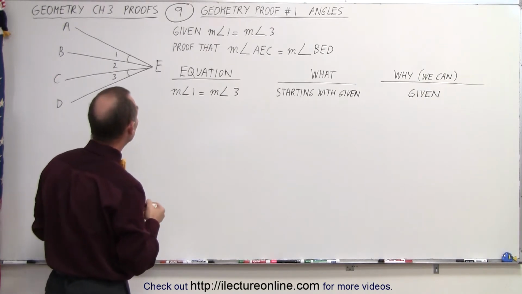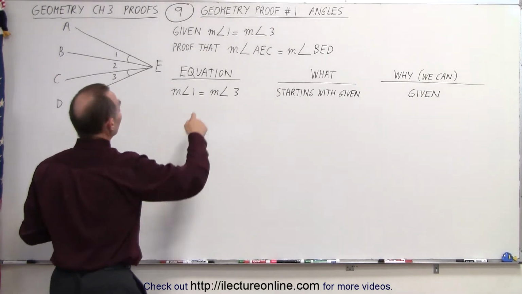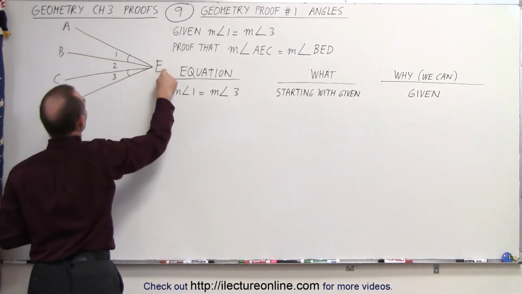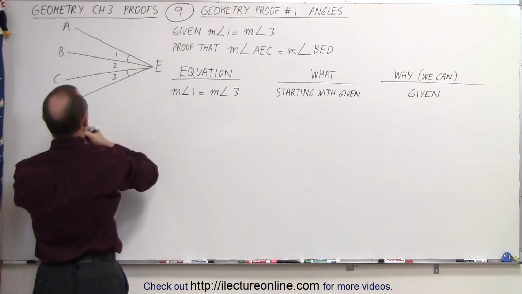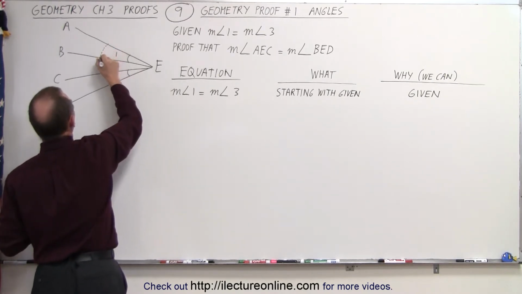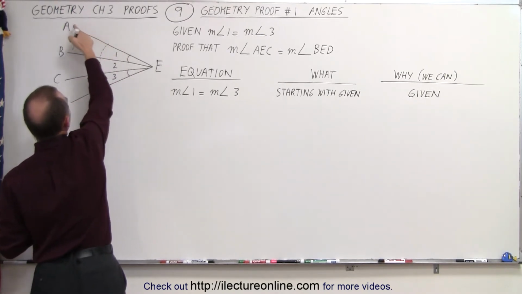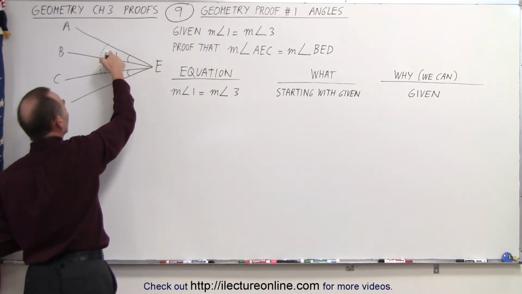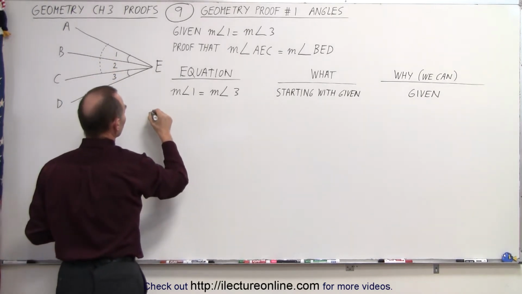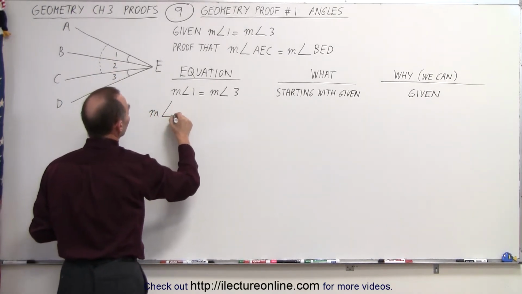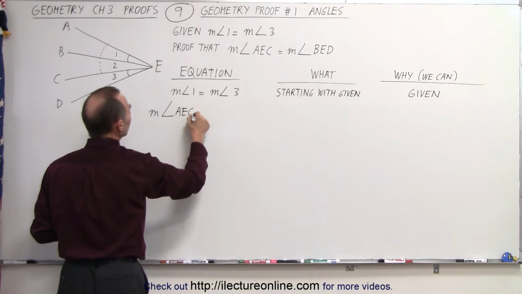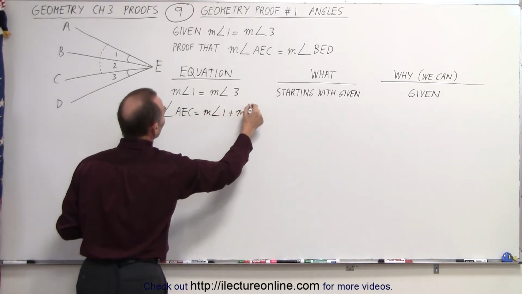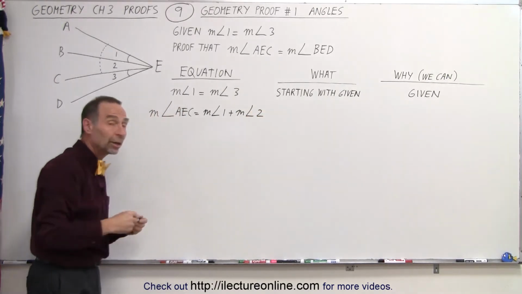Now, next what we're going to do is we're going to say that the measure of angle AEC, from here to here to here, this measure right here, that would be equal to the sum of the measure of angle 1 plus the measure of angle 2. So the measure of angle AEC is equal to the sum of the measure of angle 1 plus the measure of angle 2. Now, why can we do that?